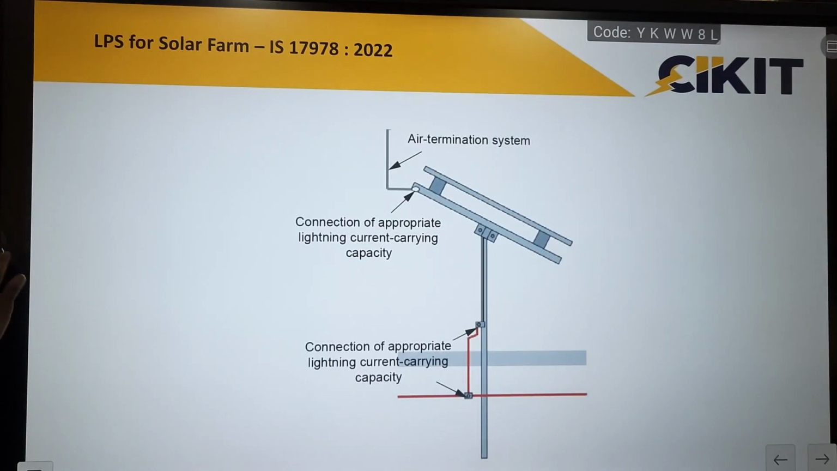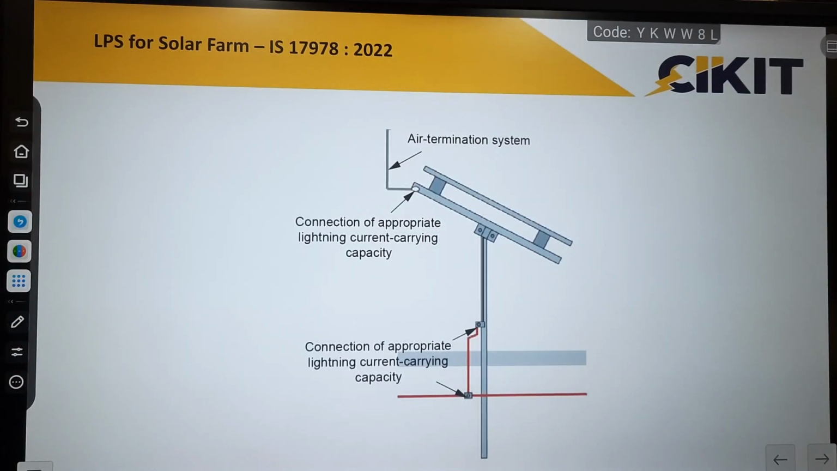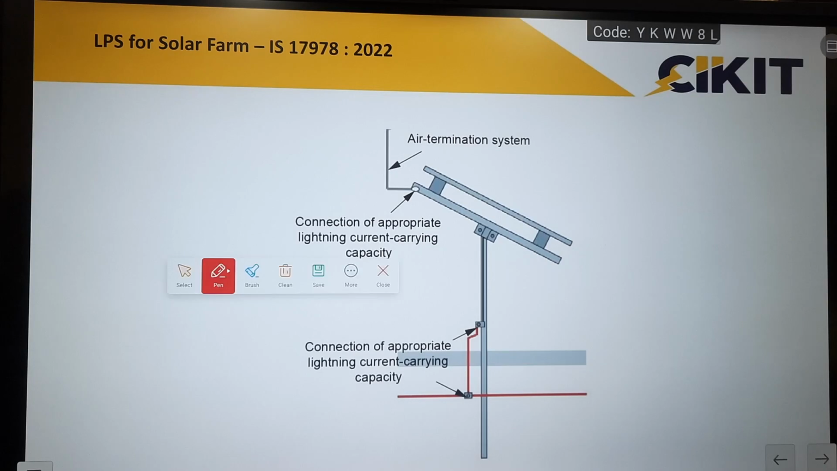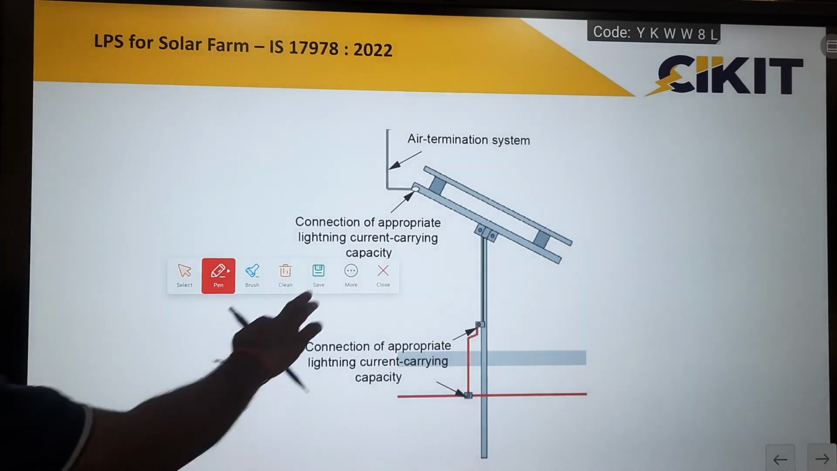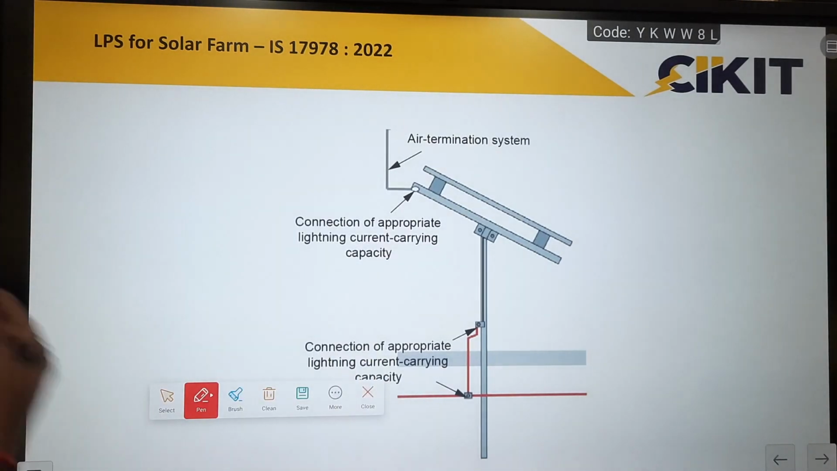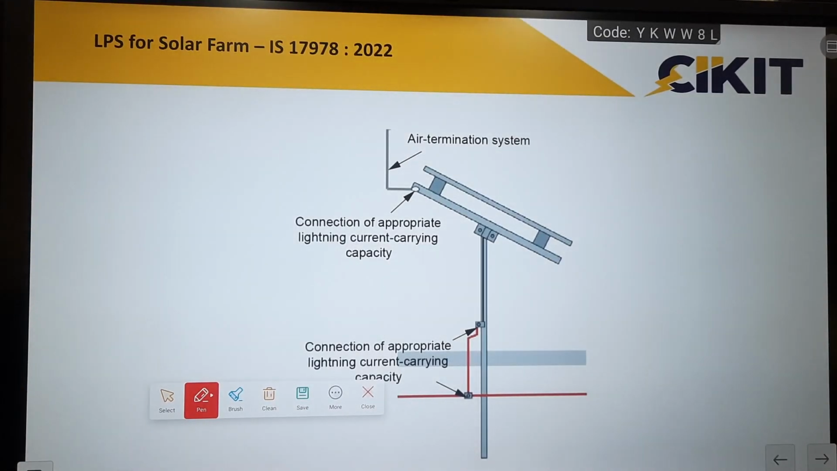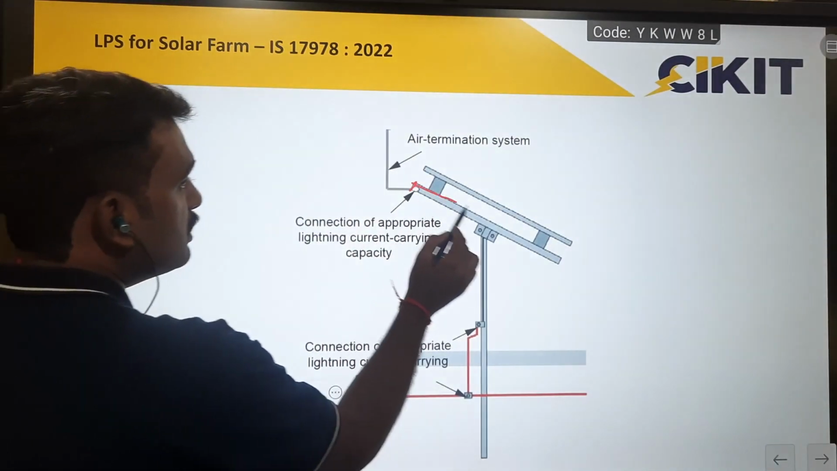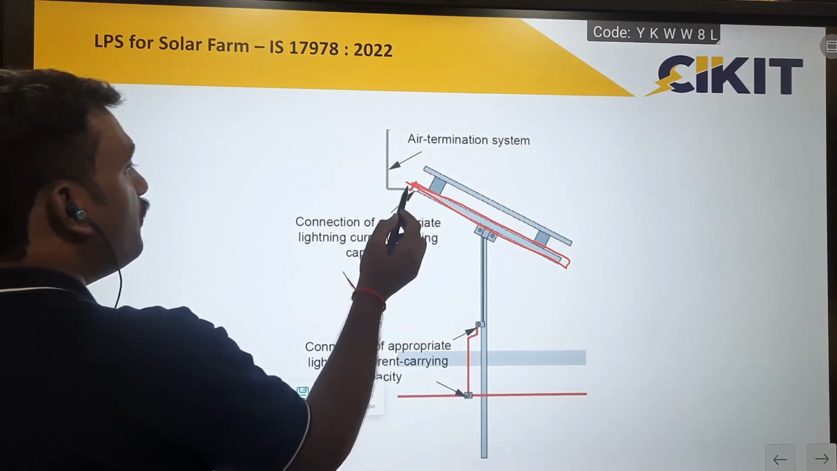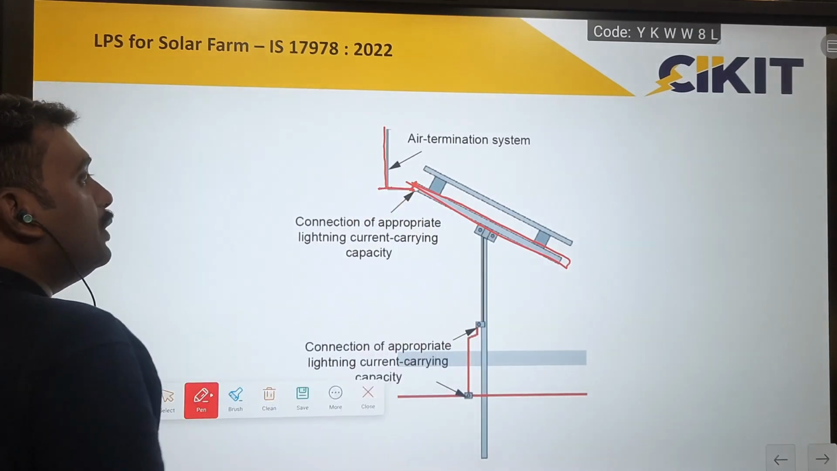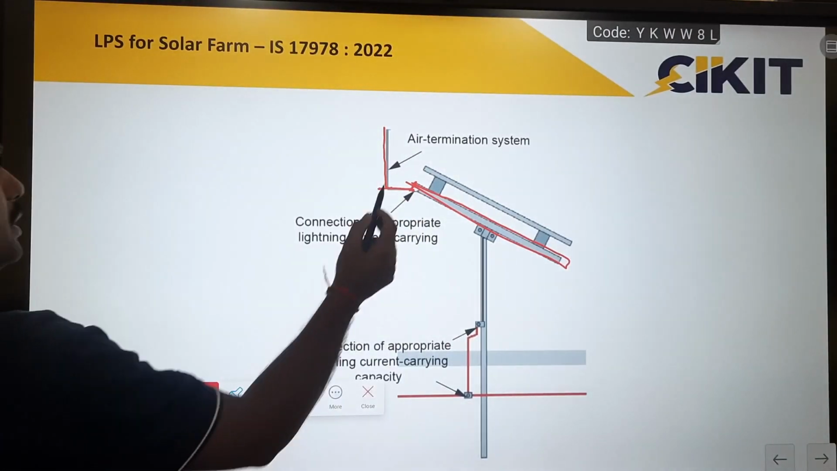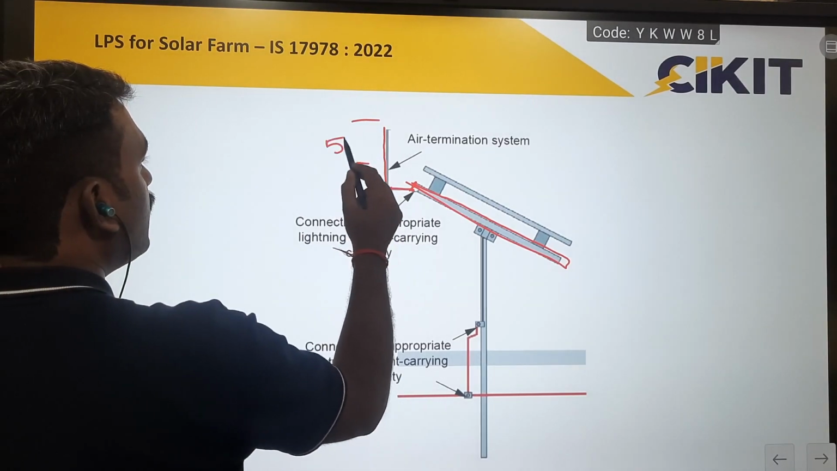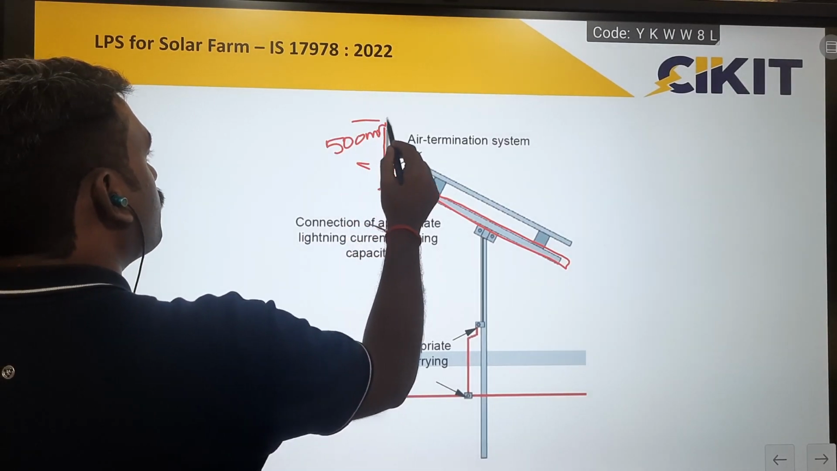So IS 17978 mentions that we can place the air terminals directly on the structure to be protected itself. So in this case, we can place these air terminals on the mounting structure. If this is the solar panel mounting structure, we can place the air terminal on the mounting structure itself. As per NBC, the maximum height can be only 500 mm above the panel.